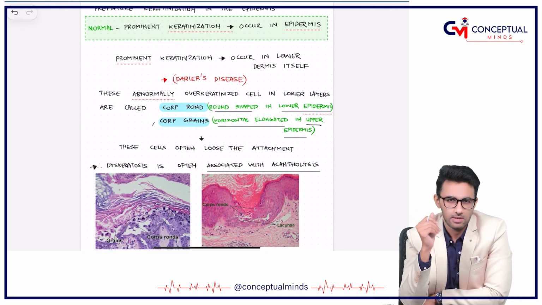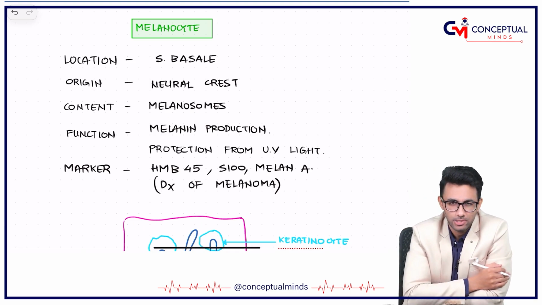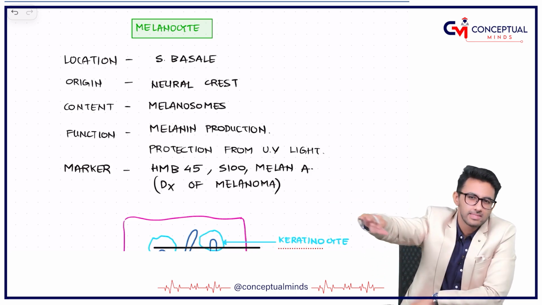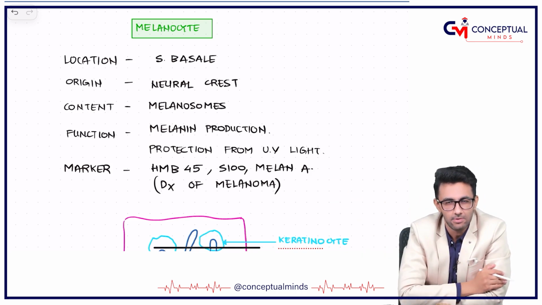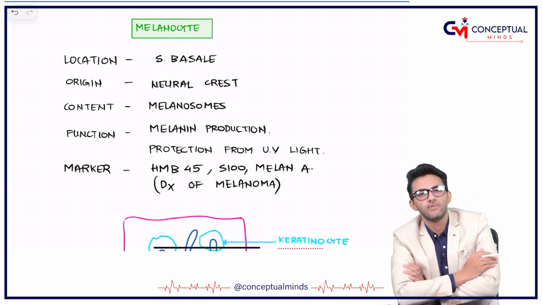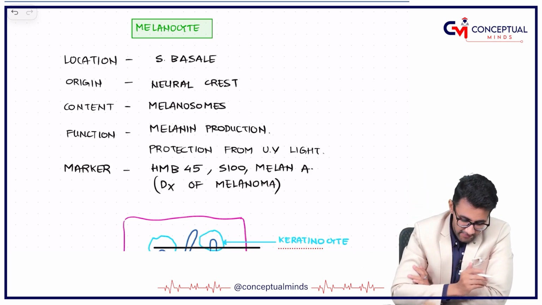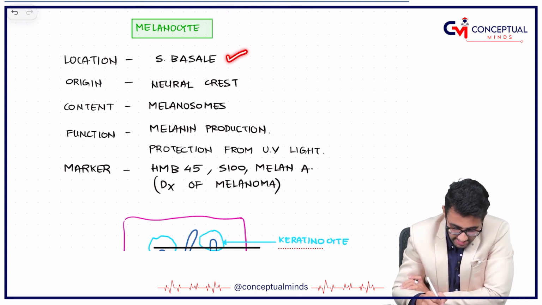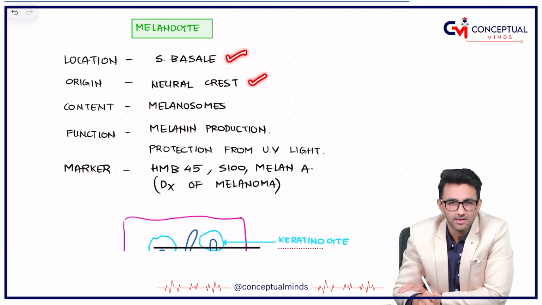Now let us go on to the next cell, the melanocyte. We read about melanocytes. Where do we find them? We find melanocytes in the stratum basale. What is the origin? Neural crest origin. This is also a very good point.